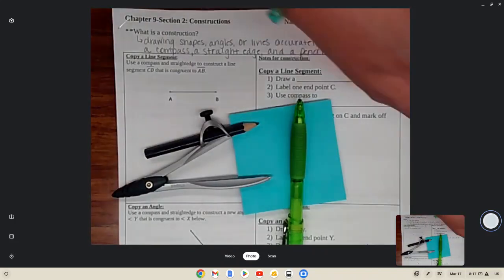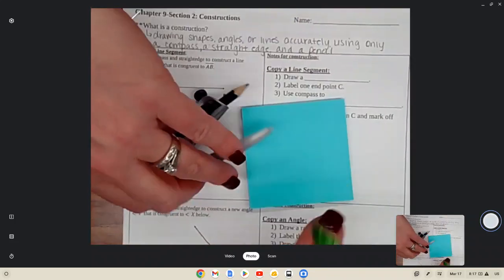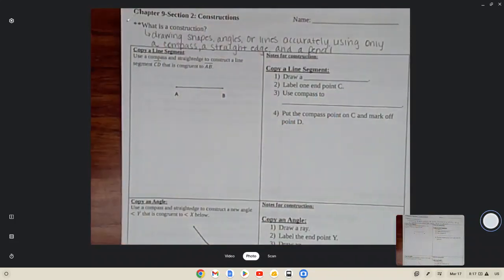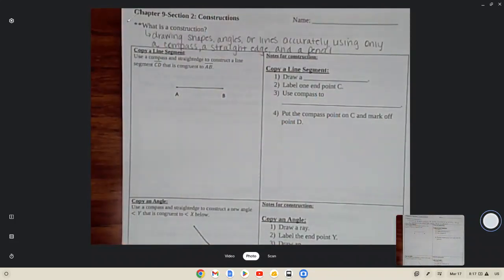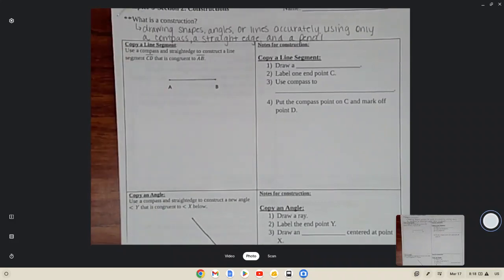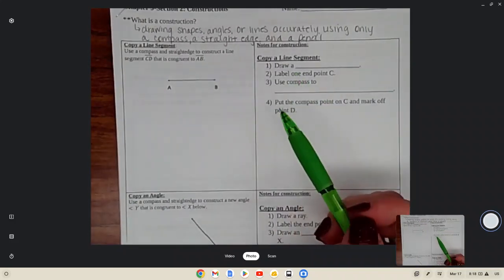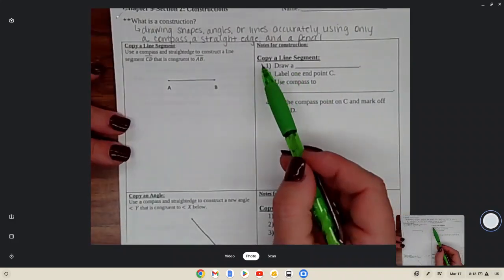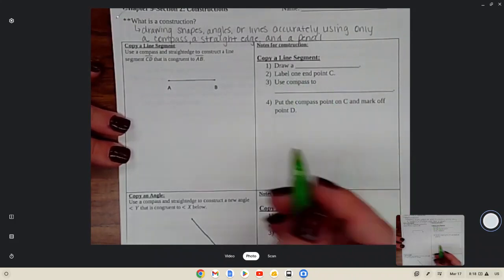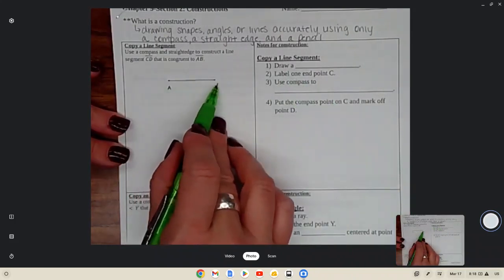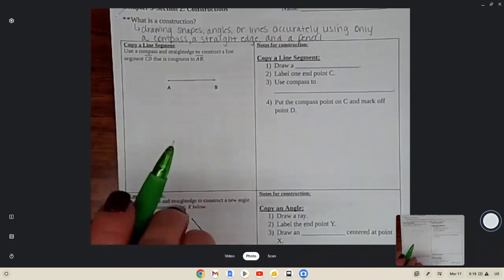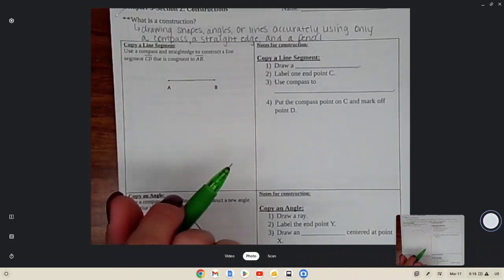So we are going to get through the first 4 of these constructions today. Then we're going to save the rest, which will be comprised of 3 different lessons. We're going to start out with the most basic, and as we progress, it'll get a little bit more complicated each time. So the first one, the most basic construction, is copying a line segment. In other words, we are going to recreate AB accurately without using a ruler.